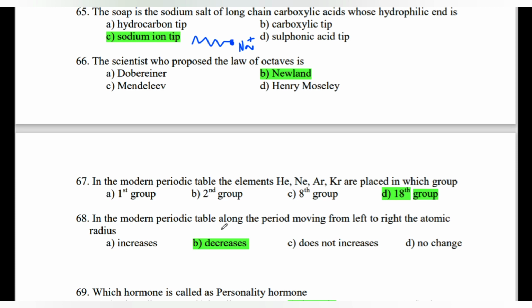The scientist who proposed the law of octaves is Newlands. Newlands proposed the law of octaves.